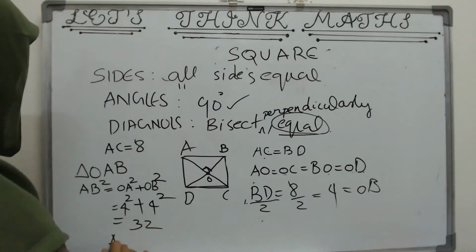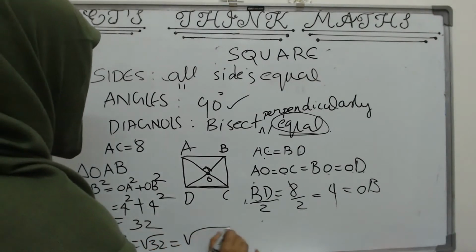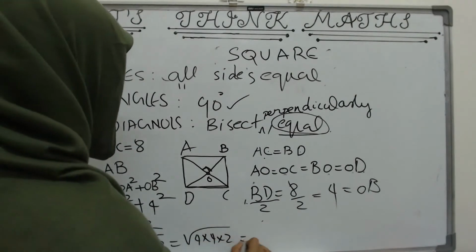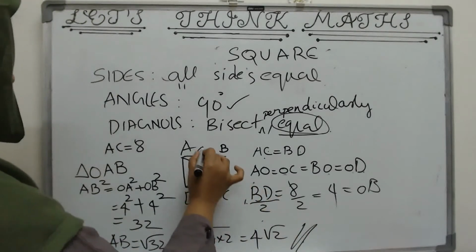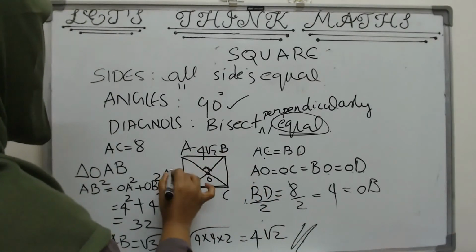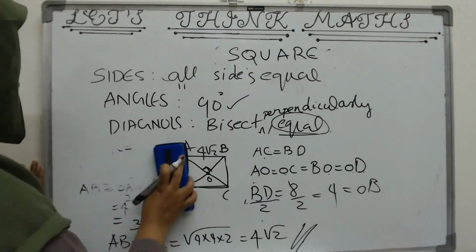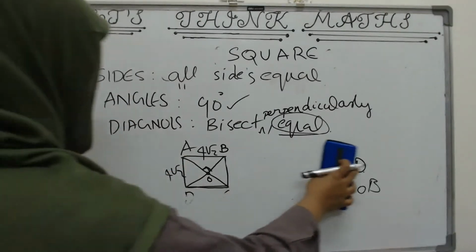Now AB is the square root of 32, which means square root of 4 into 4 into 2, which means 4 into square root of 2. This is the side. 4 root 2. That means all the sides are 4 root 2. So this is what a square is, and these are the properties of a square.